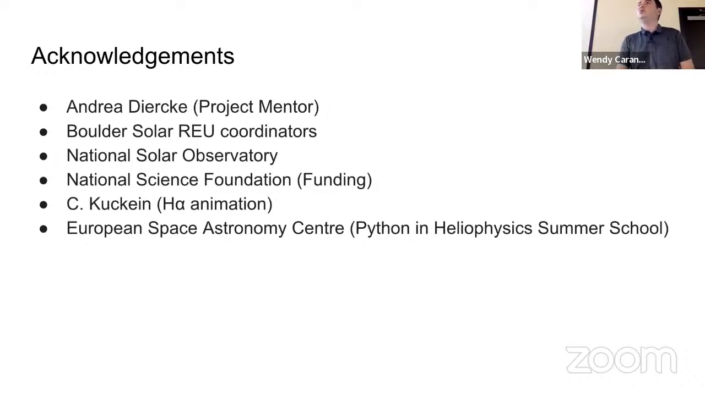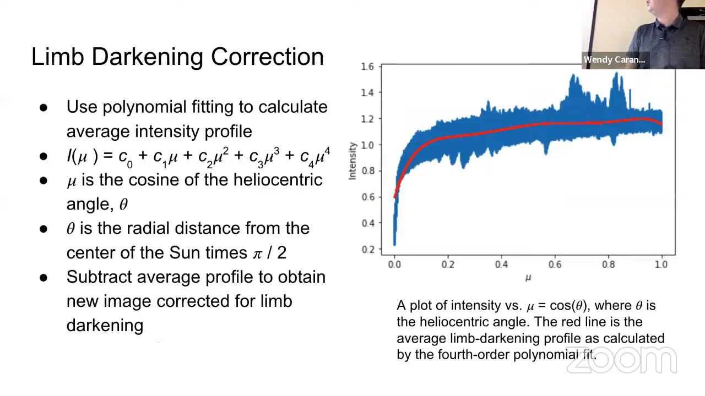So I'm just a little curious, going back to your, I think it was mu versus intensity graph. You said that your best one was a 6-order polynomial fit. I'm just wondering if you tried non-polynomial fits, like Fourier series or anything like that.